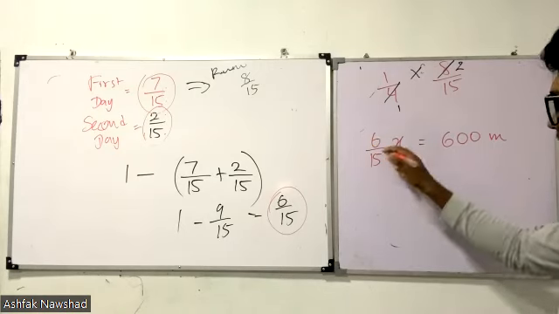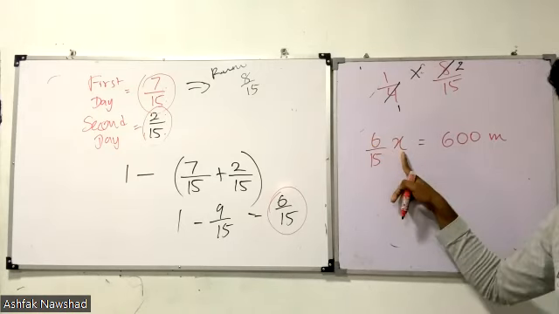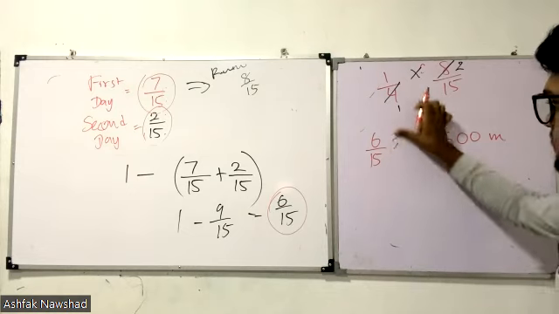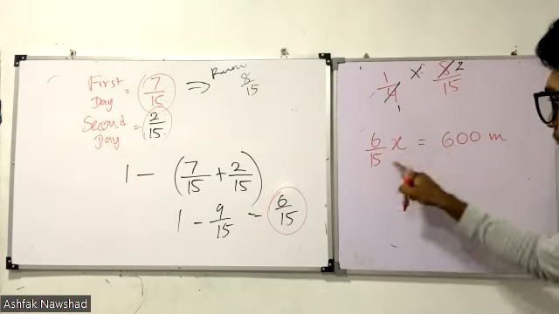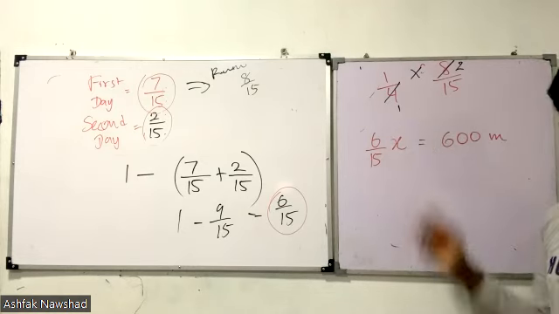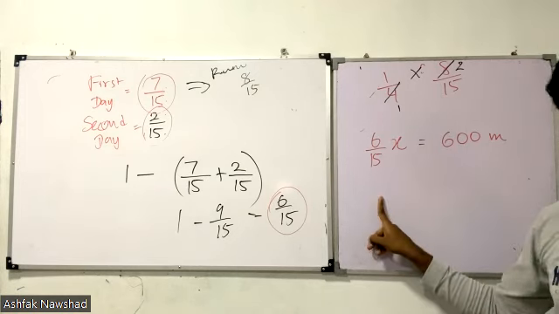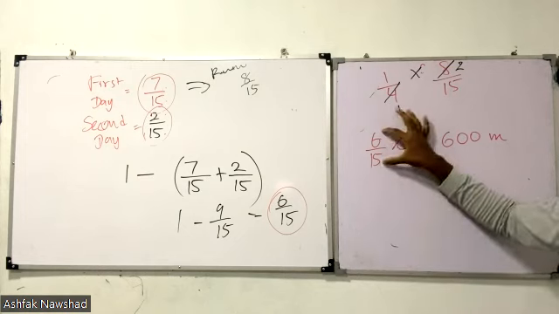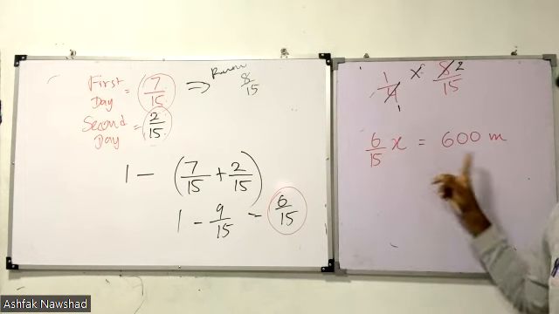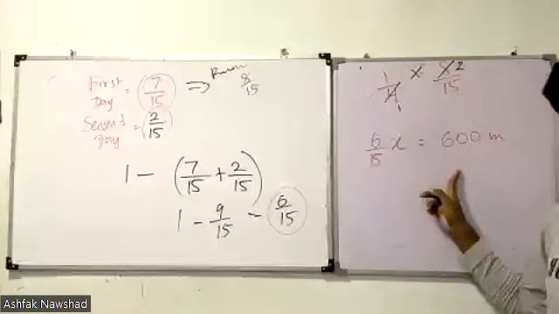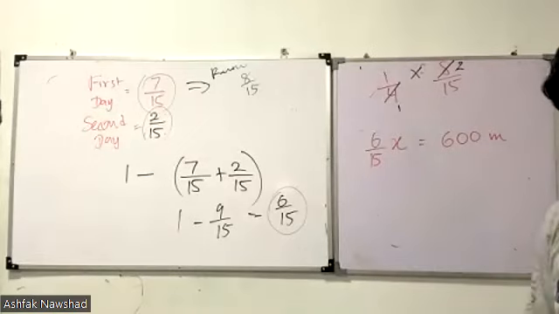Multiplication is not necessary because this is an algebraic term, right? 6 out of 15 of the total length is 600 meters. Is this equation clear? This is remaining. The remainder of the total length is 600. Yeah, that's clear. Correct.